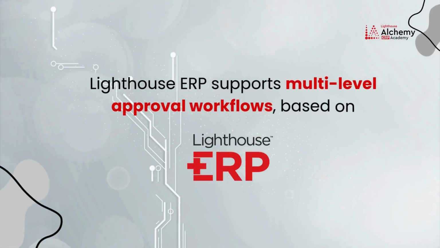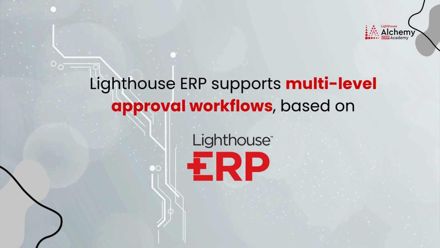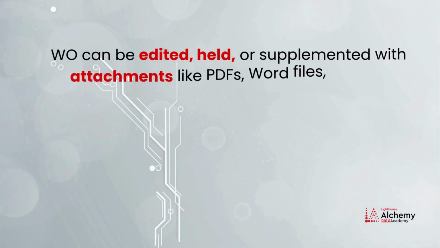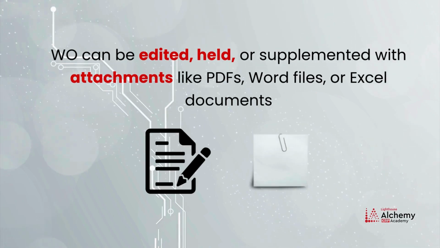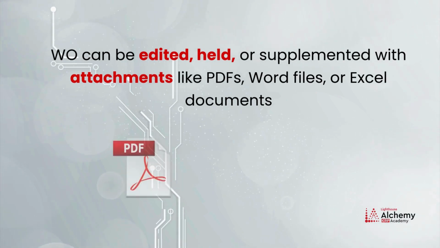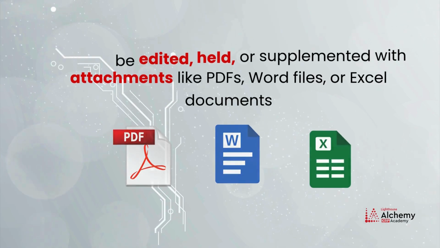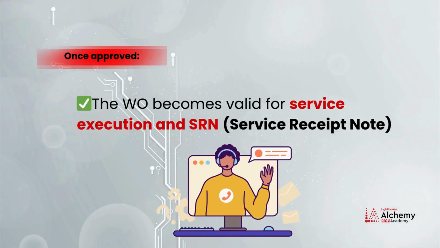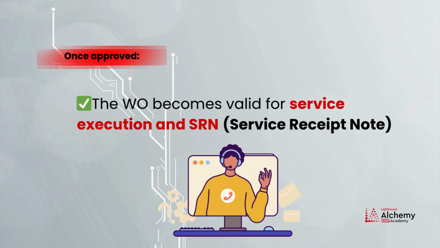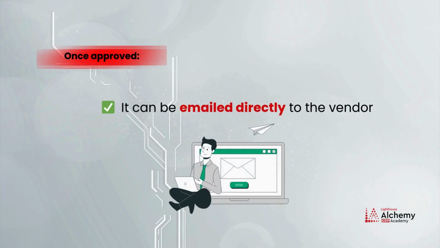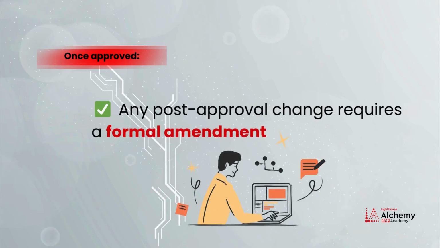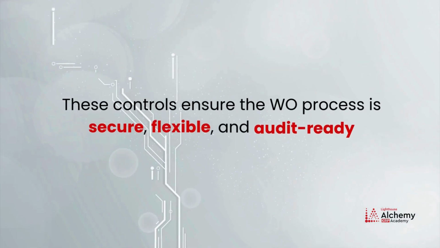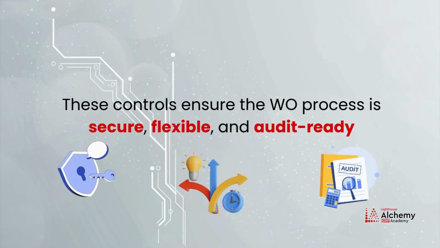Lighthouse ERP supports multi-level approval workflows based on work order value, quantity, and vendor types. Before approval, the WO can be edited, held, or supplemented with attachments like PDFs, Word files, or Excel documents. Once approved, the work order becomes valid for service execution and SRN, service receipt note. It can be emailed directly to the vendor. Any post-approval change requires a formal amendment. These controls ensure the WO process is secure, flexible, and audit-ready.